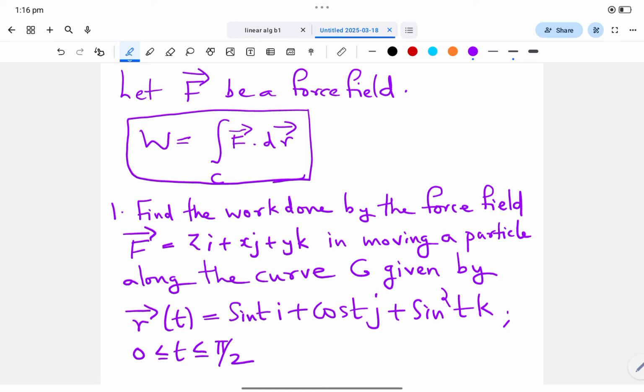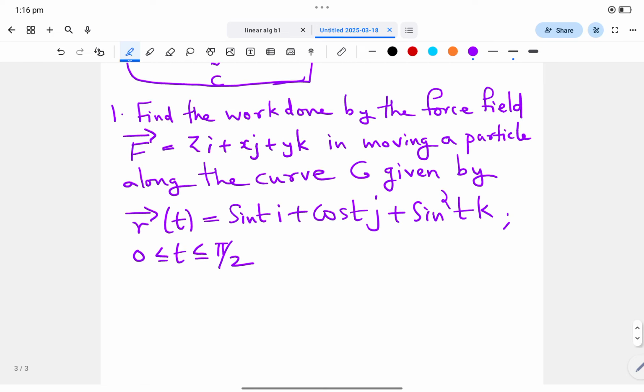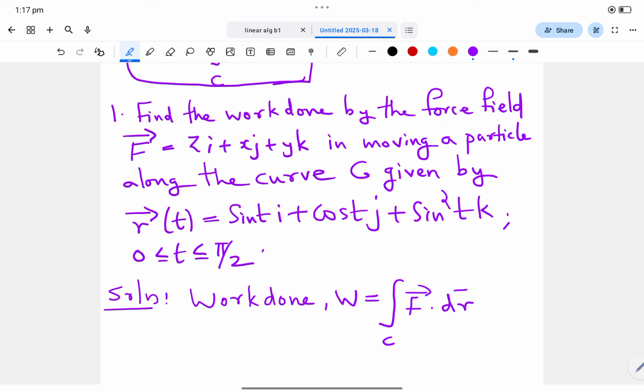So we have to find the work done by this particular force field F, Zi plus Xj plus Yk, in moving this particle along the given curve. The curve is given by the parametric form R of t is equal to sin t i plus cos t j plus sin square t k. So here first we have to write the formula for the work done. Work done, denoted by W, is given by line integral over C F dot dr.